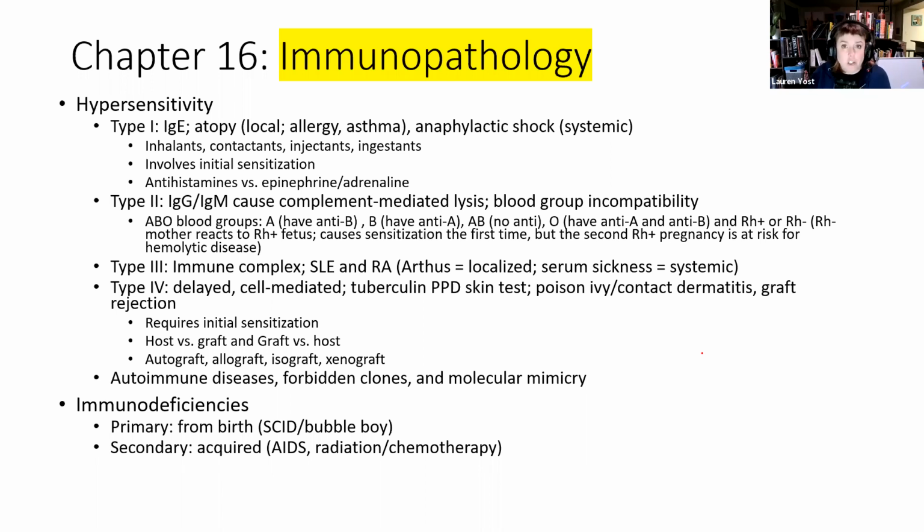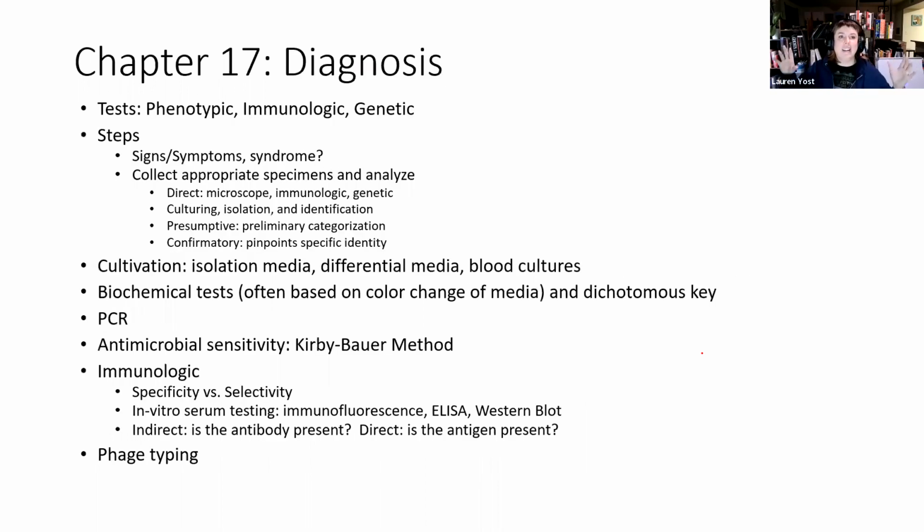So the immunodeficiencies that we talked about: primary, from birth, secondary, acquired. The one we talked about from birth, the bubble boy disease, SCID, severe combined immunodeficiency. And the secondary one was acquired, we talked about AIDS, but don't forget that radiation and chemotherapy can do that as well.